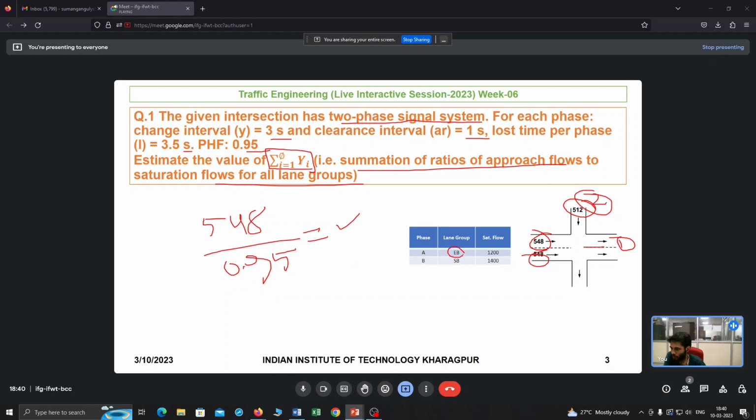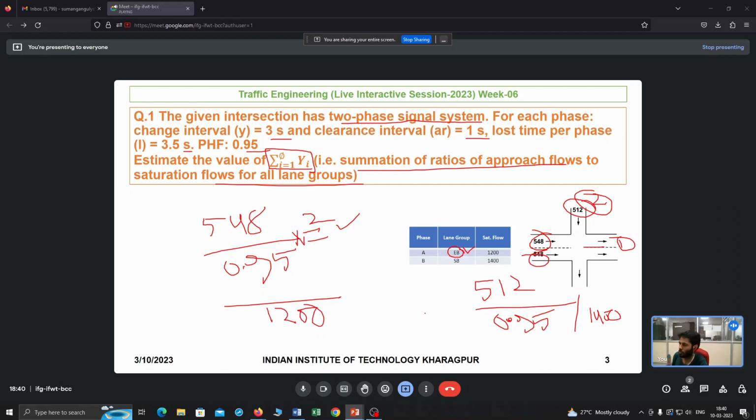So saturation flow is given for this total lane group, not for the individual per lane. Okay, so if it is so, then we have to multiply it by 2. Whatever value we get, we have to divide it by 1200, and for that we will also do 512 by 0.95, right? And then for southbound it will be 1400. So this should be our answer.